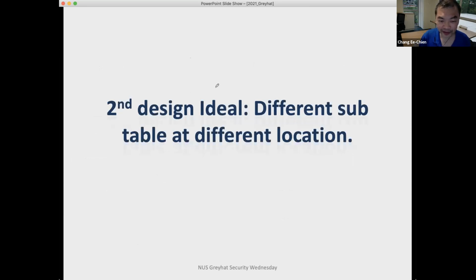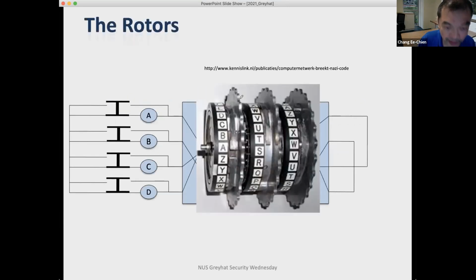Second design idea, okay, wrong spelling again. We need a different substitution table at different locations. Remember, if the substitution table is the same for every location, it can be easily broken. So we need to change the substitution table at every location of the plain text. So how is this achieved? They achieve it using a mechanical mechanism.